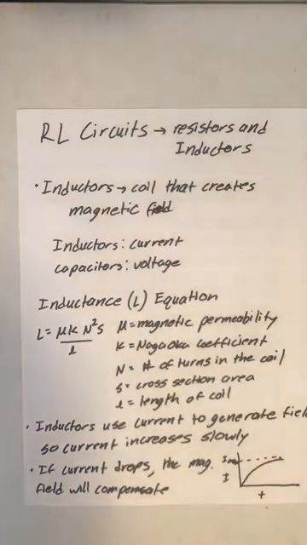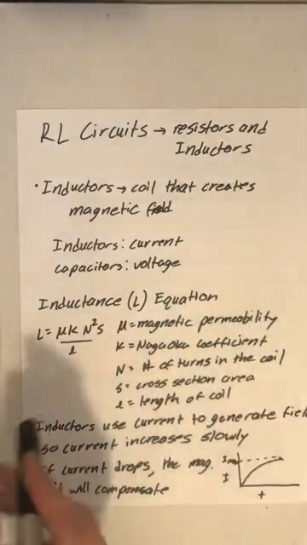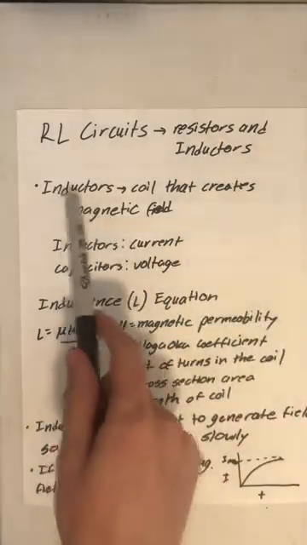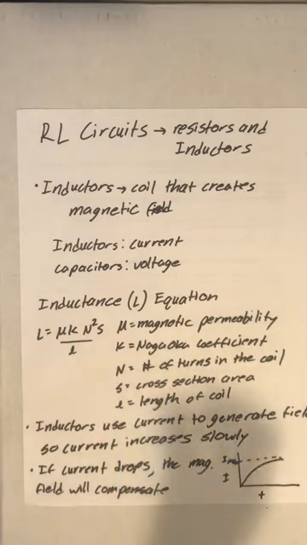Alright, we're going to learn about RL circuits. So what RL circuits are, it has resistors and inductors. Inductors are basically a coil of wire in a circuit that creates a magnetic field. And it stores that magnetic field until there's a change in current, and then the magnetic field will produce a current to keep the current relatively constant.